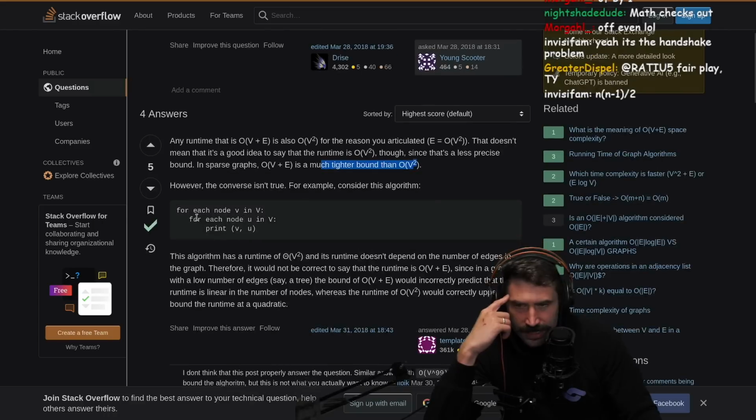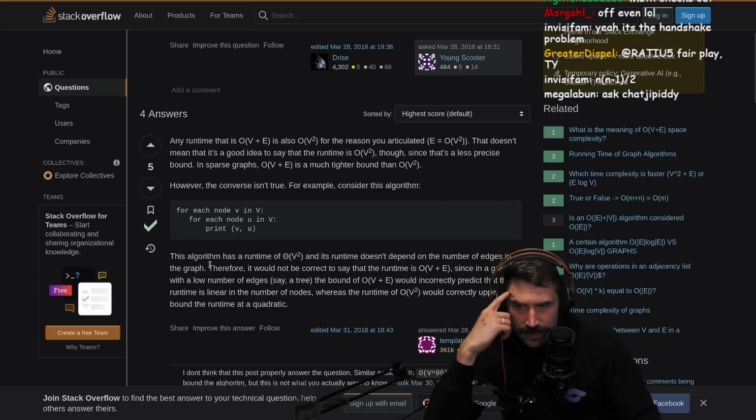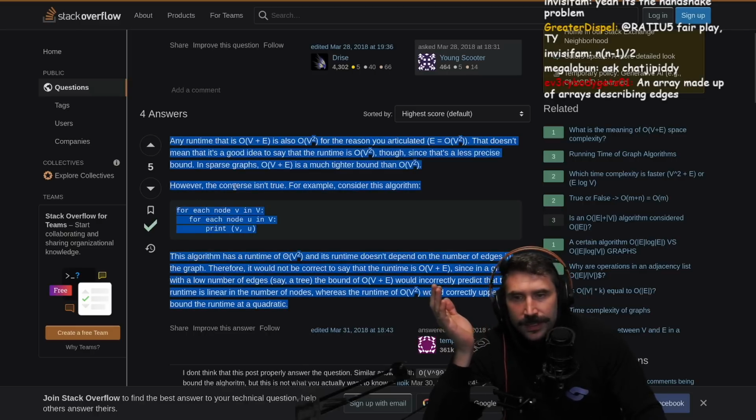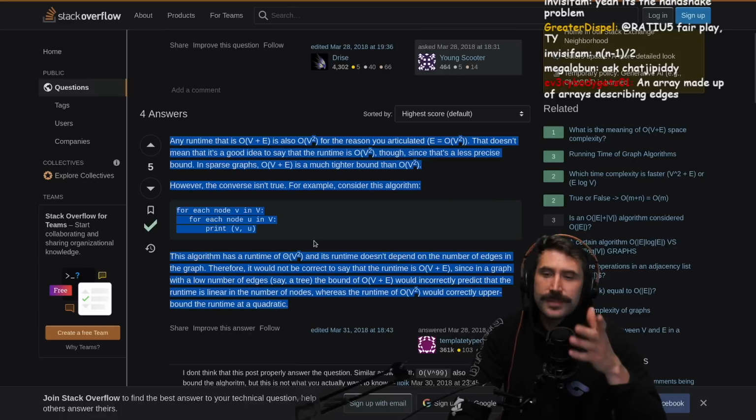For example, consider this algorithm. For each node v in V, for each node u in V, print this. The algorithm has a runtime of this, and its runtime doesn't depend on the number of edges in the graph. Therefore, it would not be correct to say that the runtime is this. Beautiful. This is actually a really great way to explain it. This makes a lot more sense.